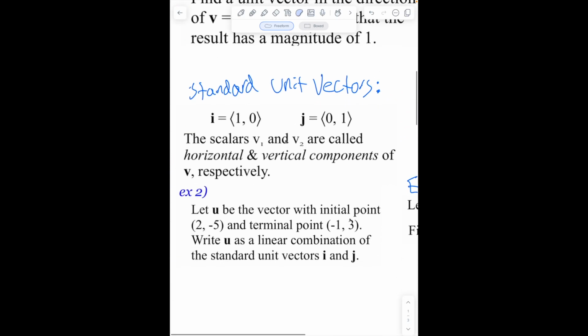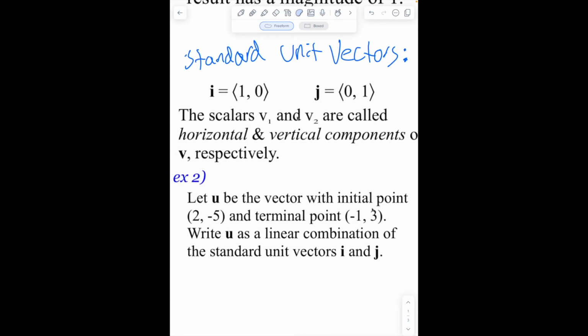So let's look at an example. Let u be the vector with initial point 2, negative 5 and terminal point negative 1, 3. Write u as a linear combination of the standard unit vectors i and j. My first step is to combine our points so that we get a vector. So I'm going to do negative 1 minus 2, 3 minus negative 5. Again, minus a negative gives me a positive right here.